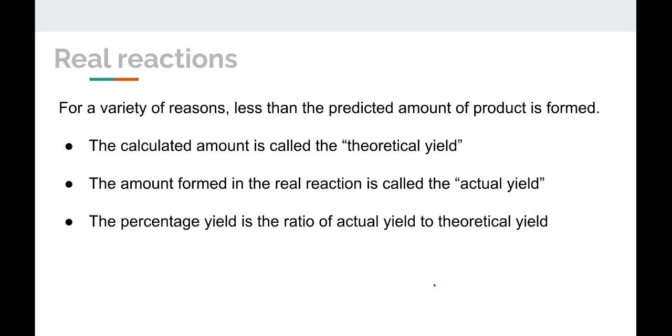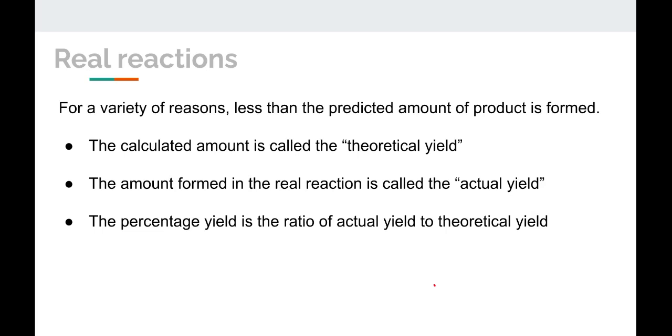Sometimes there are competing reactions. So the reactants that you're reacting together produce the product that you're interested in, but they also produce another product, and that uses up some of the reactants. Or sometimes product reacts with another product or with one of the reactants, and that uses up some of the product.